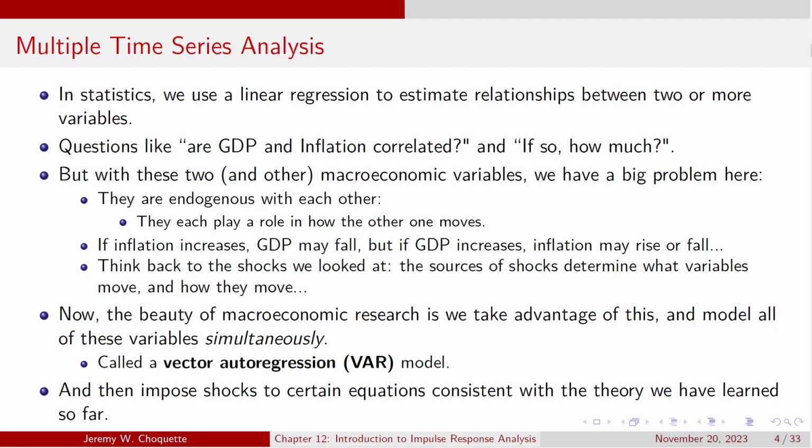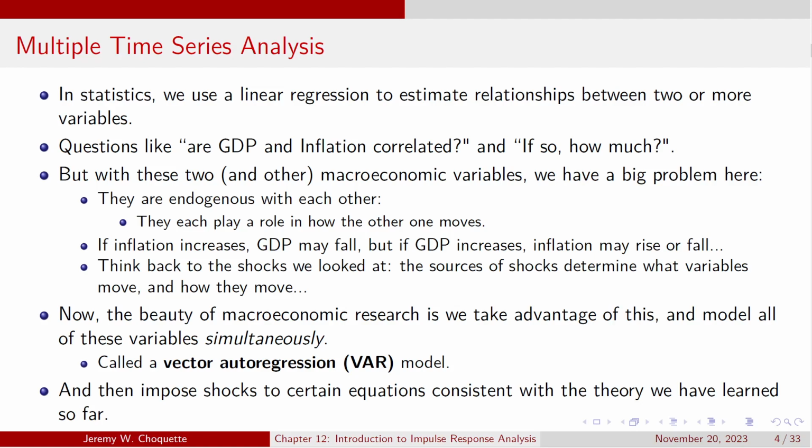Now, what's cool about macroeconomic research is we actually depend on that endogeneity. We like it. We can take advantage of it, and we can model all of these variables simultaneously in what is known as a vector autoregression model. It's basically fancy words for a linear regression that runs over time, but for a bunch of different variables all at once, and every variable is going to get its own equation.